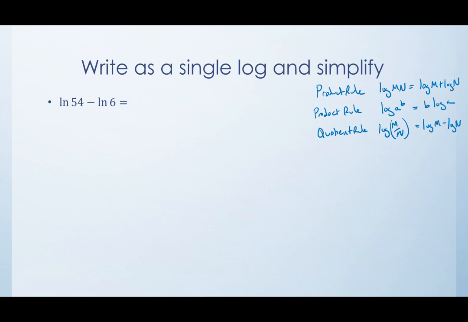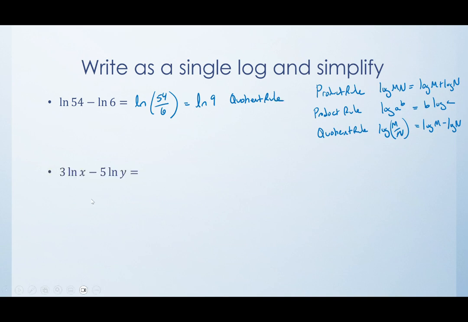Okay, so we've got ln of 54 minus ln of 6, and we say, the difference of logs. I remember I can use the quotient rule and combine those: 54 over 6, and of course 54 over 6 is 9. So we just use the quotient rule in reverse.